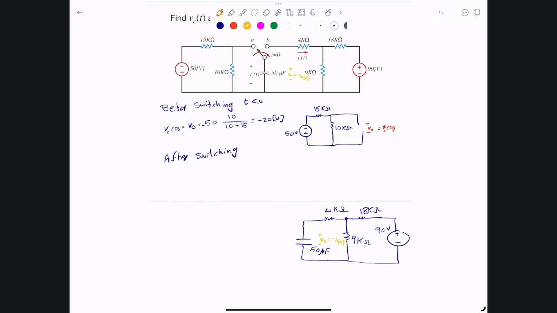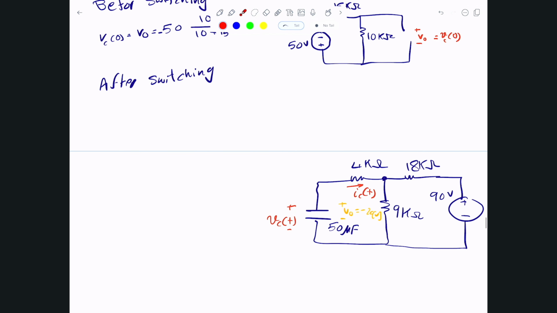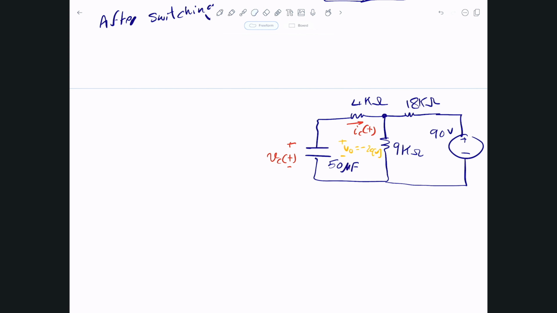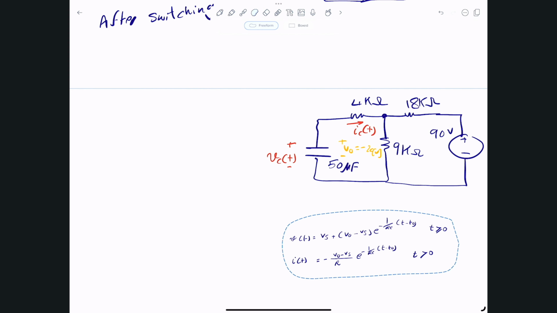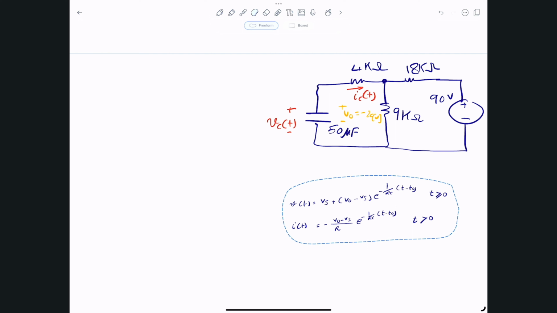All right, so now we're interested in figuring out what the VC of t in here is. Okay, we're also interested in what IC of t is here. It's the same current flowing because that capacitor and the resistor that is 4 kilo ohms are connected together. Well, what we have is these equations. We found out that these equations are the equations for step response of a capacitor. This is for the VC of t and the IC of t. I call them VT and IT, but they're basically for the capacitor.